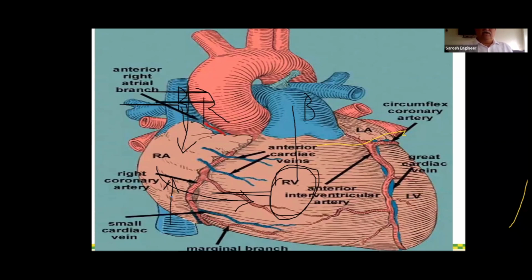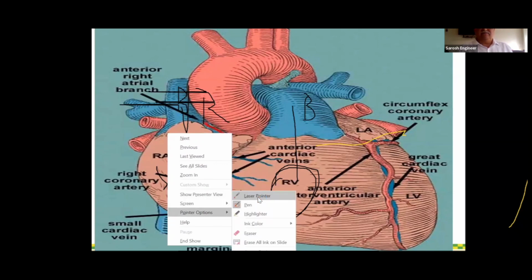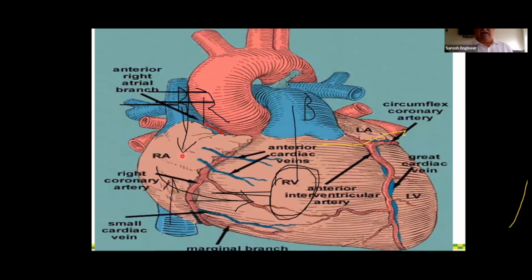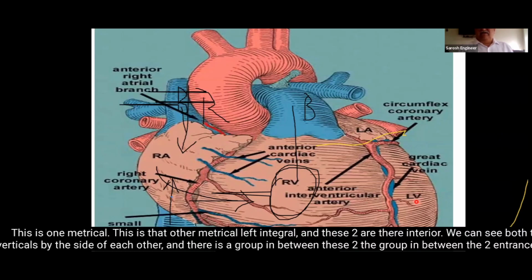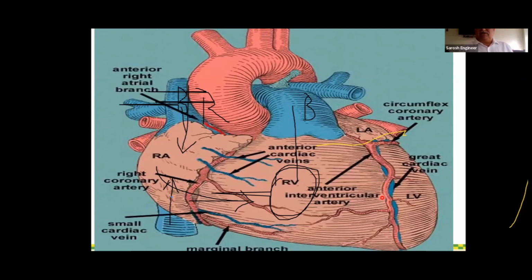Okay. So here, in between the right atrium and the right ventricle, this is the right atrioventricular groove, or a part of the coronary sulcus. And as a part of the coronary sulcus, we can see the right coronary artery lying in it. This is one ventricle. This is the other ventricle, the left ventricle. And these two are there anteriorly. We can see both the ventricles by the side of each other, and there is a groove in between these two. The groove in between the two ventricles will be called the interventricular groove. And in the interventricular groove, there will be an artery called the anterior interventricular artery.